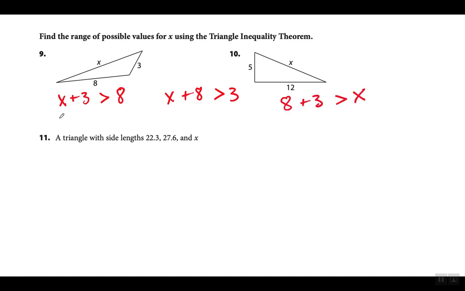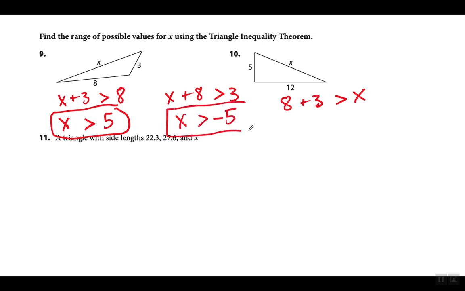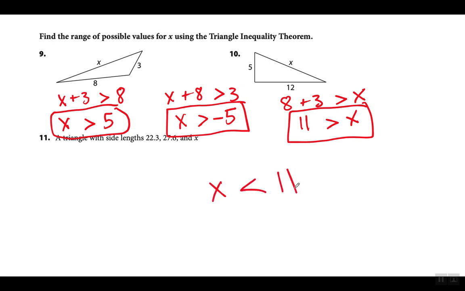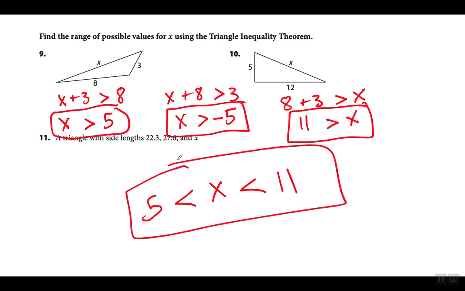All right, so in this one, you're going to get x greater than 5. In this one, you're going to get x greater than negative 5. And in this one, you're going to get x less than 11. I'm going to combine that in one answer. So x is less than 11, but greater than positive 5. There's my answer. Again, this condition is included in this condition.